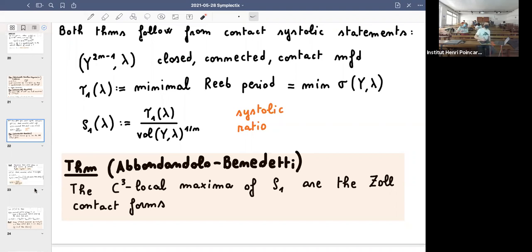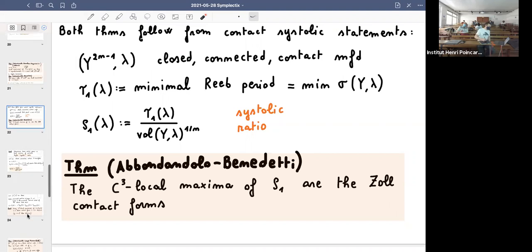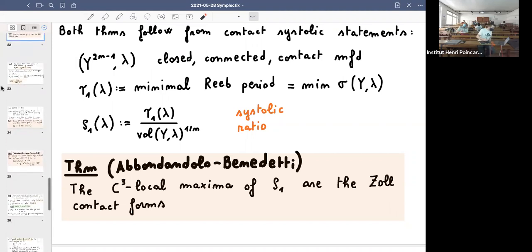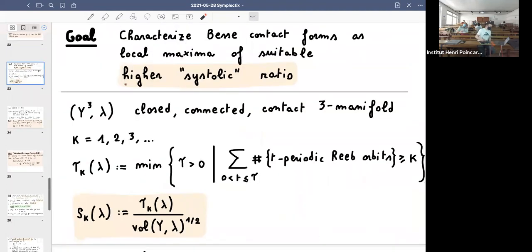Okay, so other questions on the settings? Okay, so now our goal for this second part of the talk was to characterize Besse contact forms on contact manifolds in general as local maxima of a suitable higher systolic ratio. So the terminology is not stable yet. This is probably not a good terminology because systole really means the shortest period. But let me introduce the ratio that's relevant.